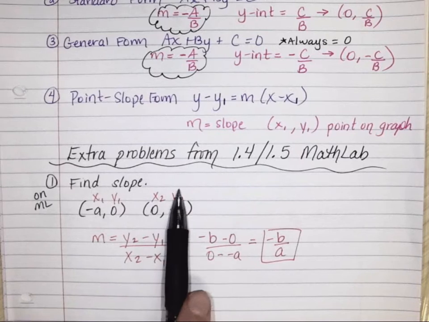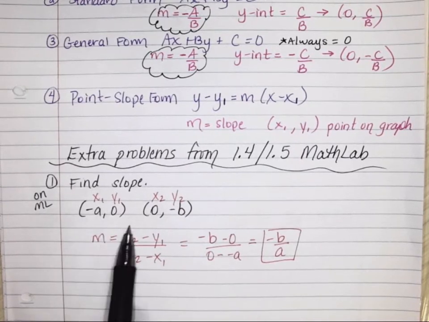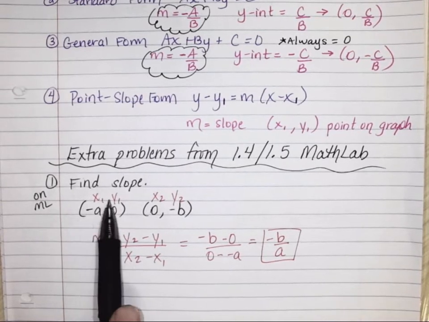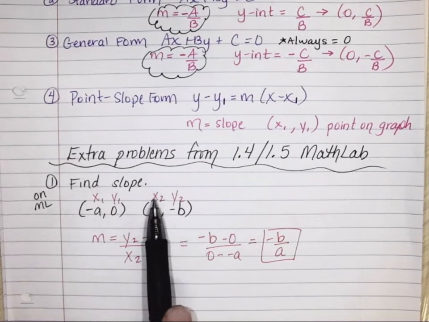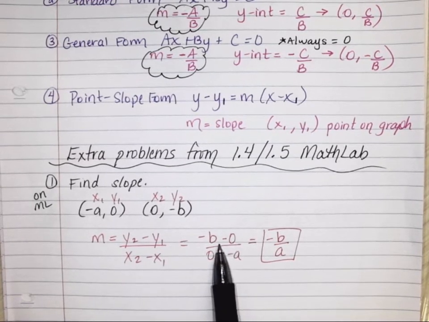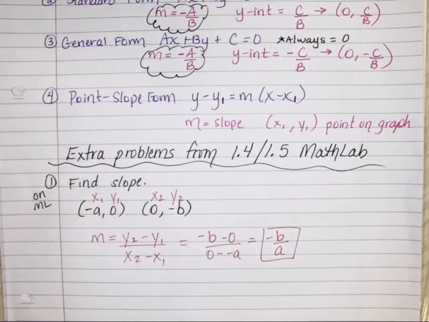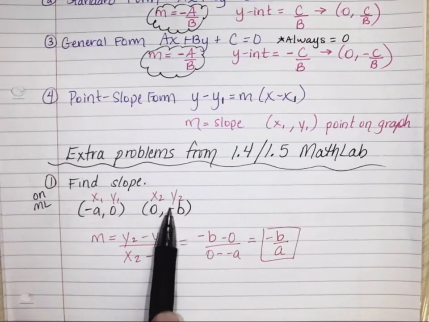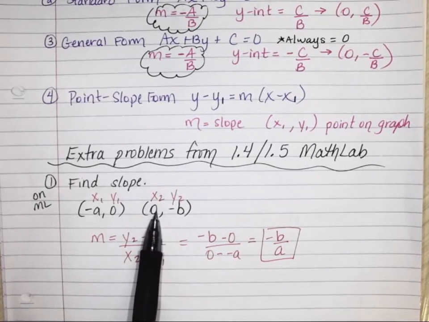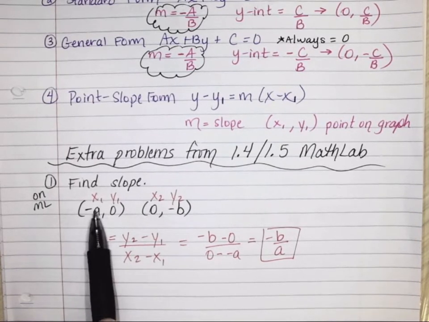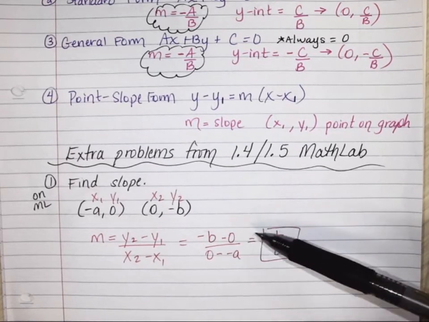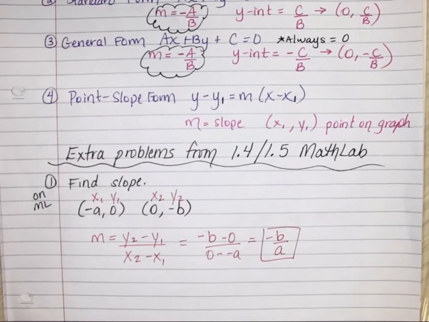So you're going to plug this into the slope formula, which is here. I always let my first point be x1, y1, and the second x2, y2. It really doesn't matter as long as you subtract your y's on top and your x's on the bottom in the same order. For example, if my y2, which is negative b, minus 0, then I have to subtract my x's in that same order and say 0 minus negative a. So this simplifies to negative b over a, and that's it.